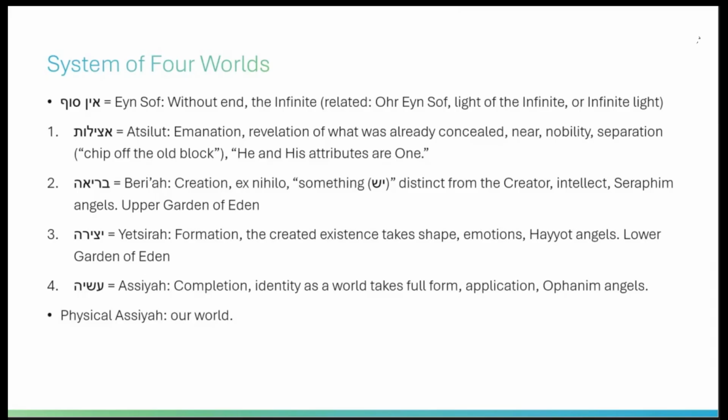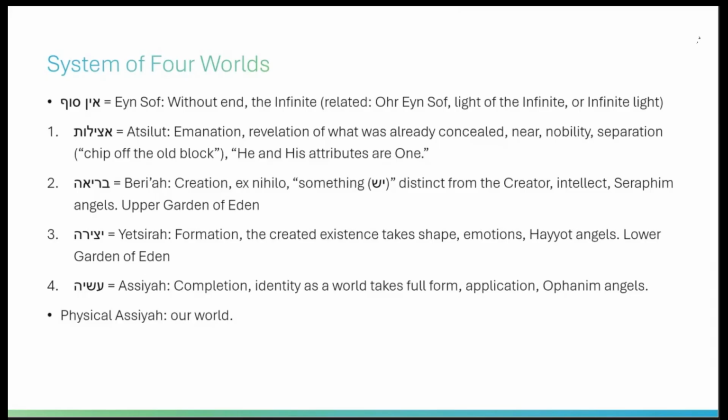When we talk about God's attributes, when we talk about God's Chokhmah and God's Bina, we're usually talking about Atzilut. In Atzilut, God and his attributes are one. In the lower worlds, we're talking about created Chokhmah, created Chesed, and so forth. All right.